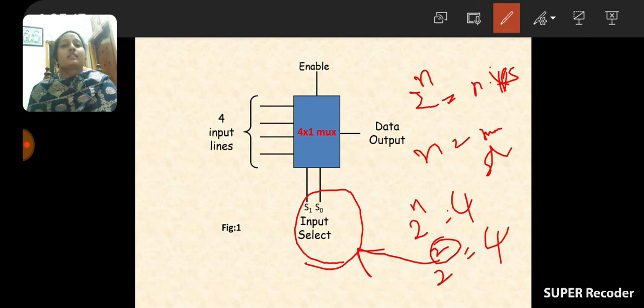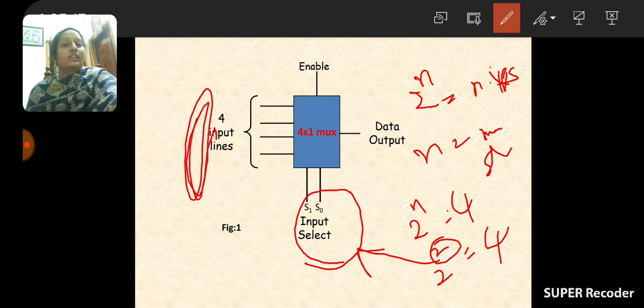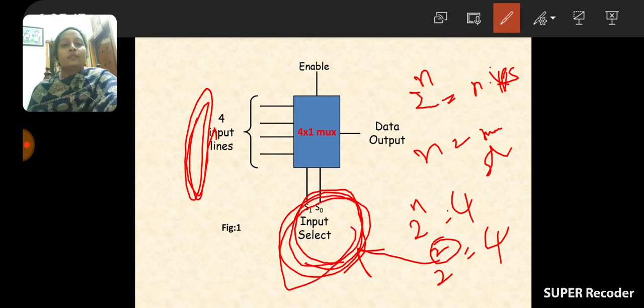Okay, so this is the block diagram or simple symbol of our 4 by 1 multiplexer. So in the diagram, how many inputs are there? 4 inputs are there. And how many selecting lines are there? 2 selecting lines are there. With the help of 2 selecting lines, we are selecting 4 input lines, one at a time. Simply, the 4 by 1 multiplexer will select only one input among the 4 inputs at a time.